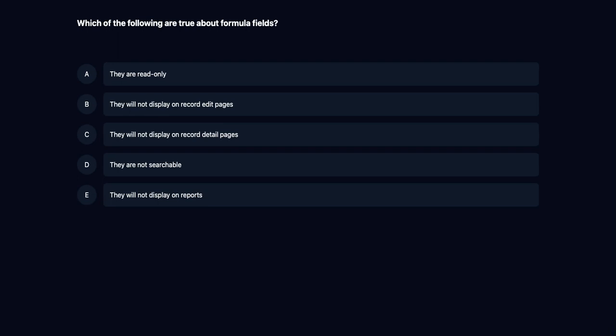Which of the following are true about formula fields? A. They are read-only. B. They will not display on record edit pages. C. They will not display on record detail pages. D. They are not searchable. E. They will not display on reports.